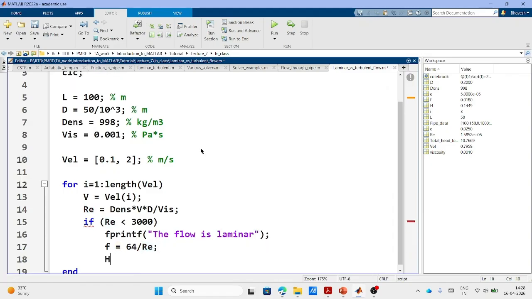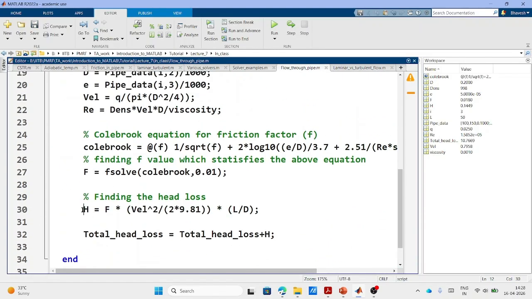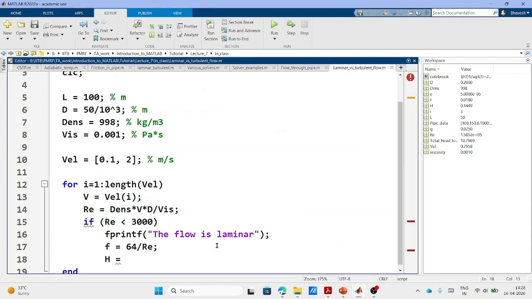Then my head loss, H, that will be nothing but this part. Let me just copy paste it. So your head loss is friction factor F into V square by 2G into L by D. Correct?